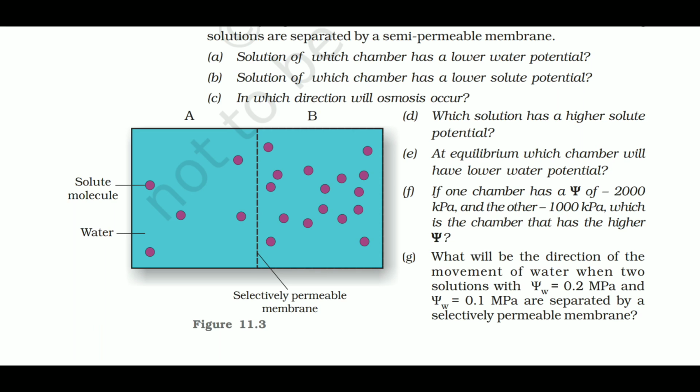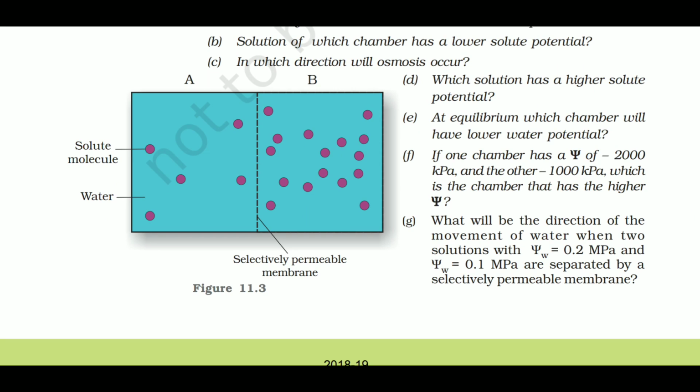In which direction will osmosis occur? Osmosis will occur from chamber A to chamber B. That is the answer. Which solution has a higher solute potential? You may guess that it is chamber B, because it has a higher solute concentration. Solute concentration is directly proportional to solute potential, so obviously the answer is chamber B.